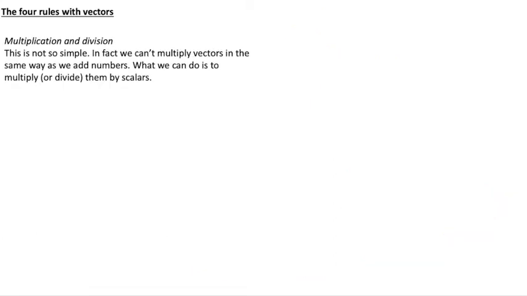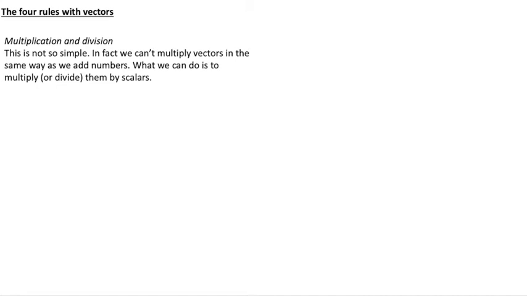Okay, moving on to multiplication and division, and this isn't so simple. We can't multiply vectors in the same way as we add numbers, because what would we multiply? There are in fact ways that we sort of multiply vectors, in that we have something called the scalar product and something called the vector product, which you may meet later on in your studies.